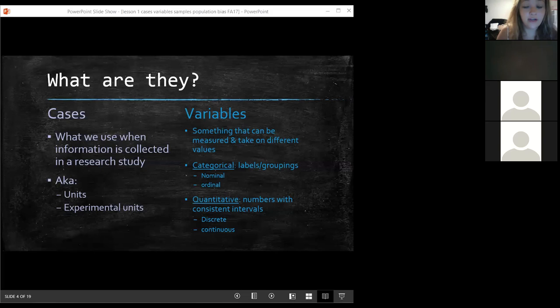For quantitative variables, those are variables that have numbers attached to them, so different values.